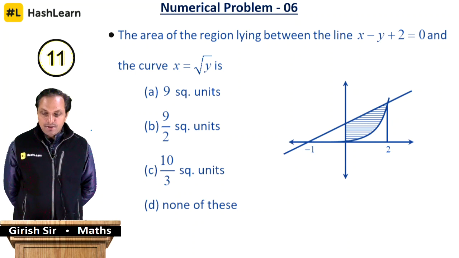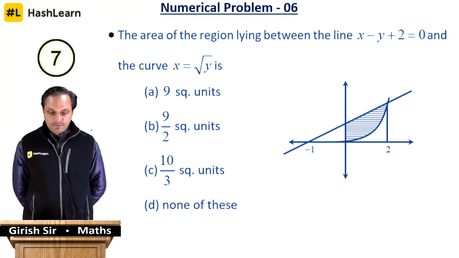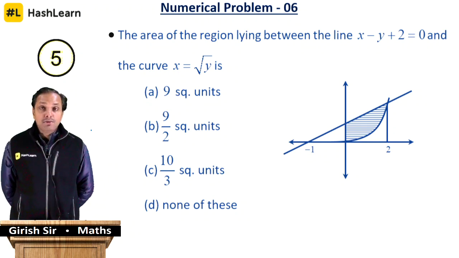x minus y plus 2 is equal to 0 and the curve y is equal to root x. x is equal to root y.